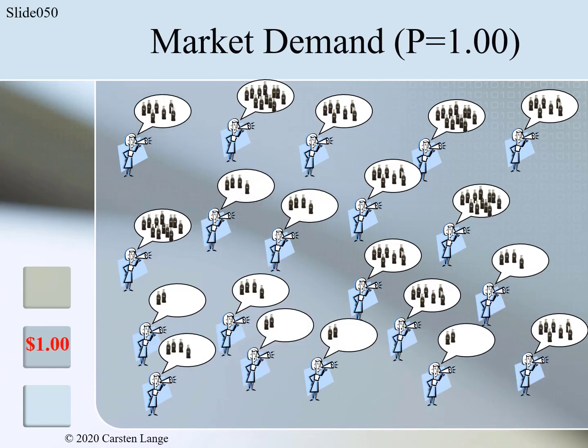Here the price increased to $1. You can see this at the right panel of the slide. Consequently, the individual demanders reduced their demand for Coke. You can see that less individuals demand quantities of 12 or 7 bottles of Coke, and more individuals demand quantities of 2 or 4 bottles of Coke. It looks like the overall market demand decreased.